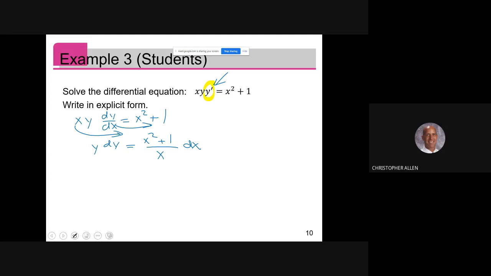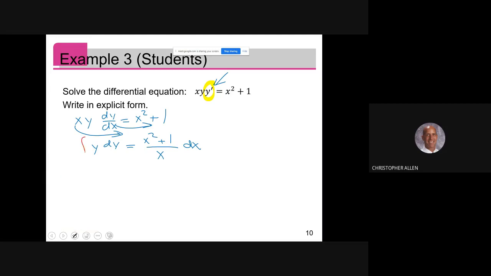It wasn't a very difficult one, but maybe you could appreciate how a student might screw that up. They might accidentally just leave that y prime right there. Technically, that would get you 0 points on the AP exam. You got to be careful about that. We want that dx. Now we can go ahead and integrate.